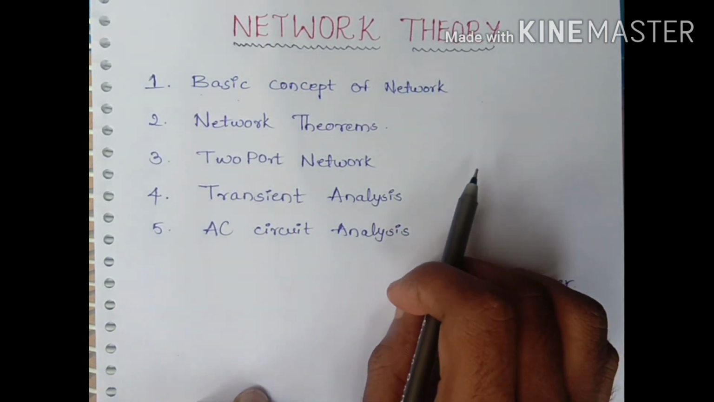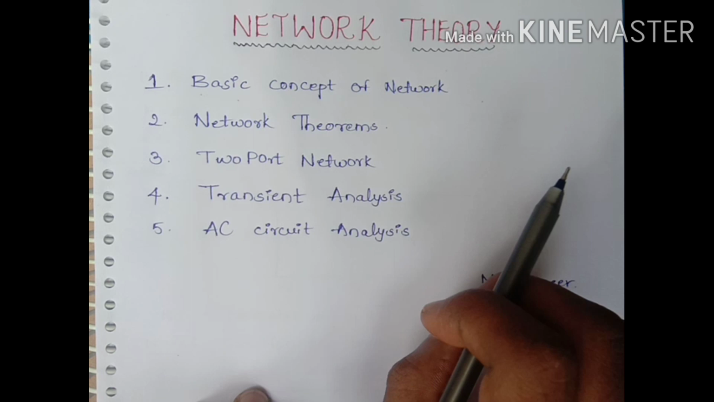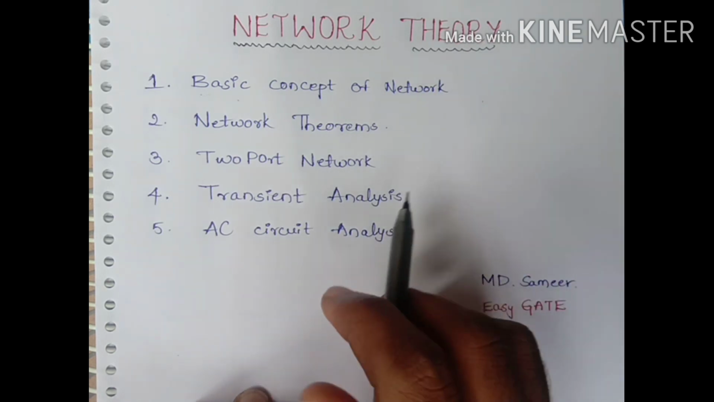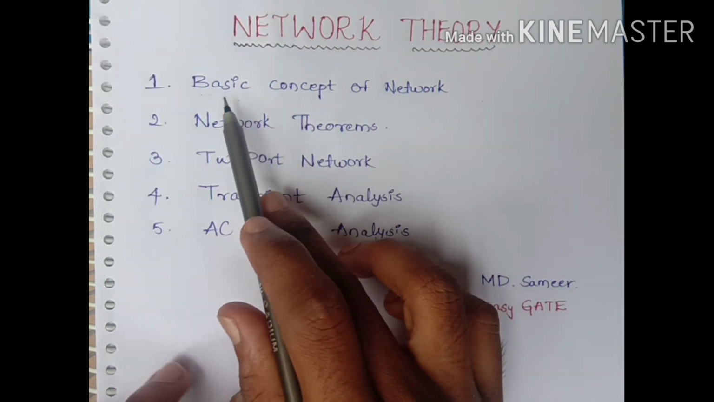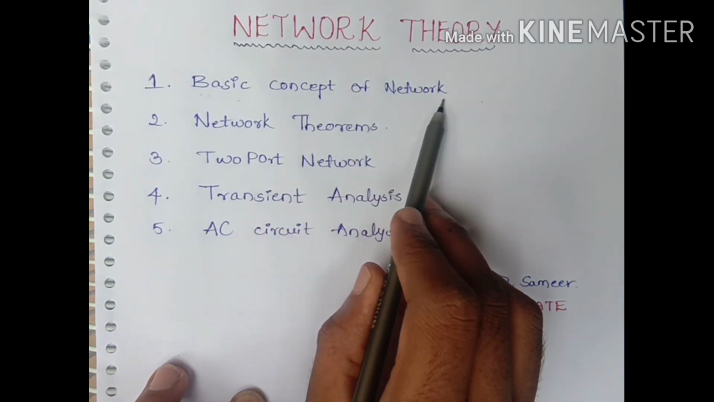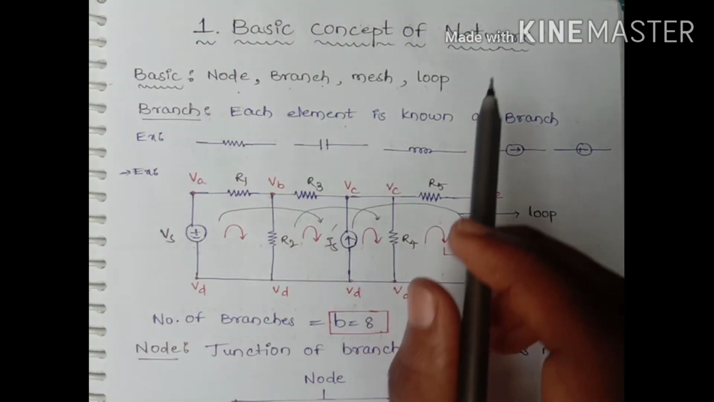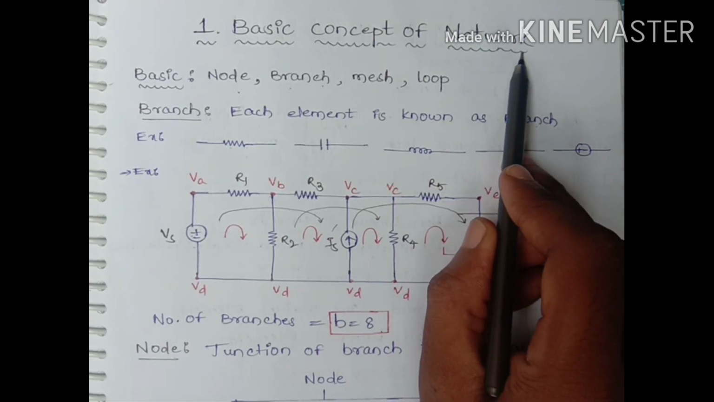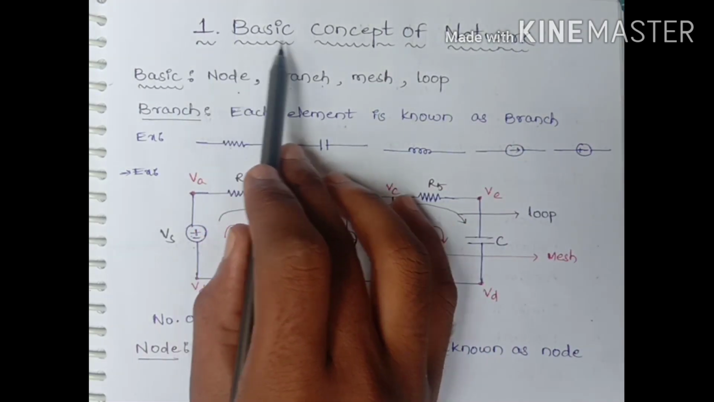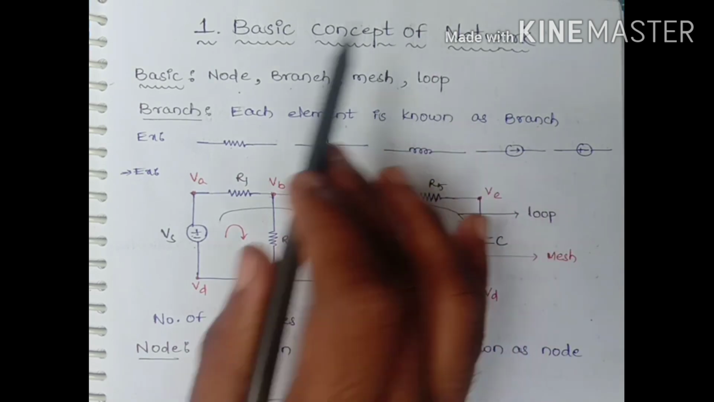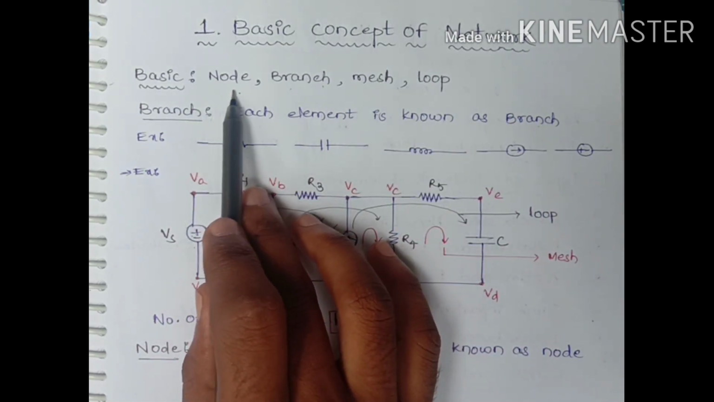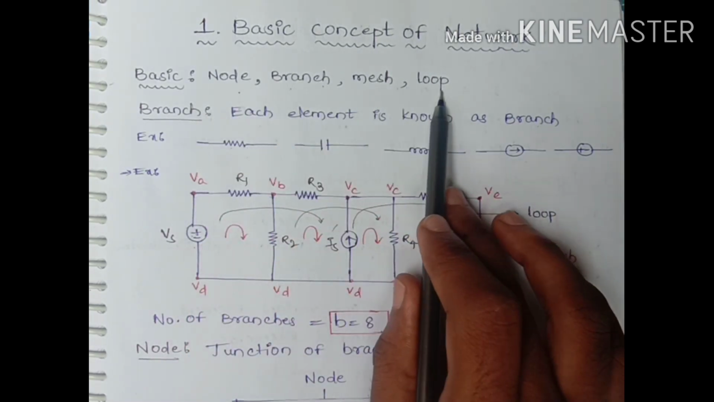So step by step follow my lectures to understand network theory clearly. Now we are going to start a first chapter, that is a basic concept of a network. So to understand the network theory clearly, you should be thorough with the basic concept of networks. In that, you should know about node, branch, mesh and loop.